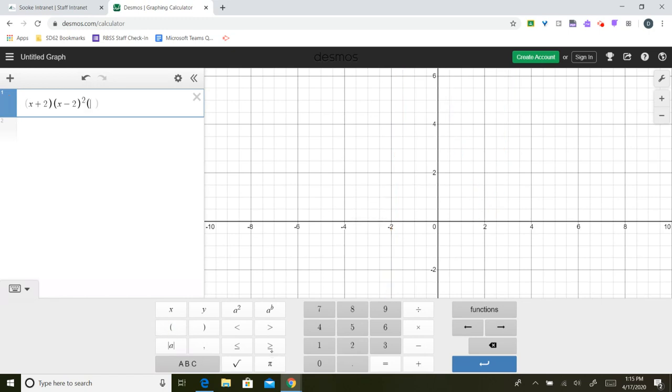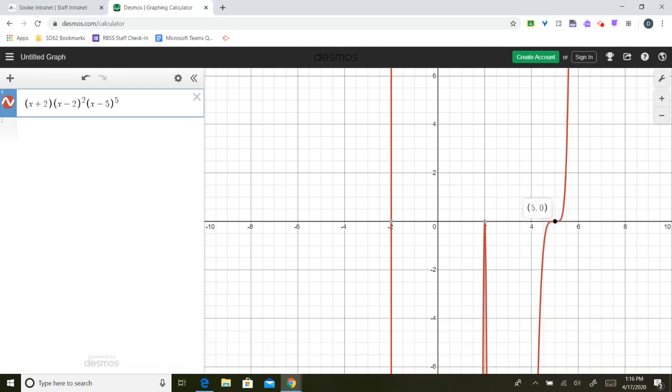If I want to show what a point of inflection looks like, I can just go x minus 5 and raise it to an odd power, so I'll just say 5. And you can see here at 5, there we go, you get the point of inflection, and it looks like it flattens out.